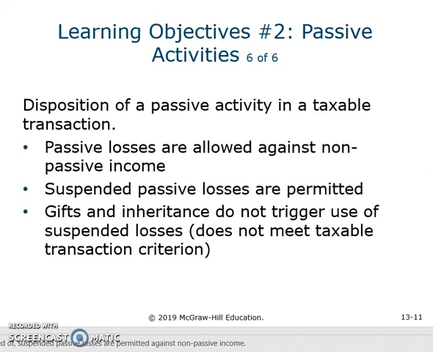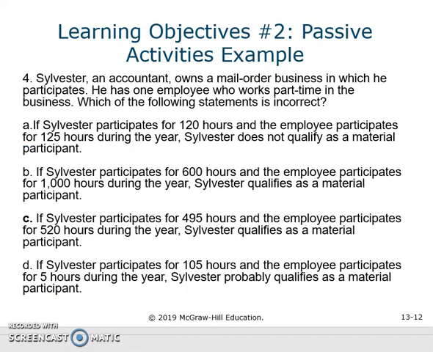If a passive activity is disposed of in a taxable transaction, then passive losses are going to be allowed against non-passive income. Suspended passive losses are going to be permitted, and gifts and inheritances do not trigger the use of suspended losses because they do not meet the definition of a taxable transaction. So let's look at an example.